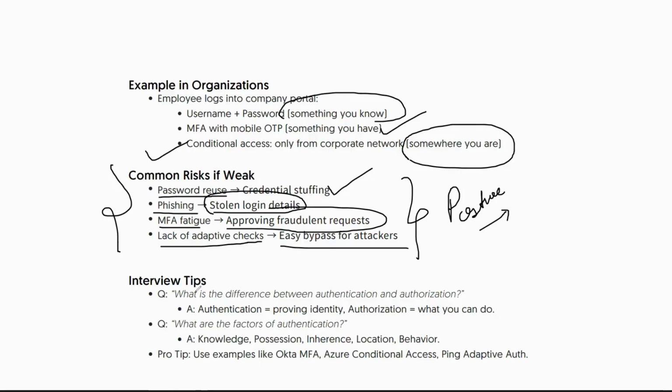Okay, so interview tips. What is the difference between authentication and authorization? Authentication is proving the identity, authorization is what you can do. We'll discuss this in the next one. What are the factors of authentication? Knowledge, possession, inherence, location, behavior. And give examples like Okta, Ping, Entra.